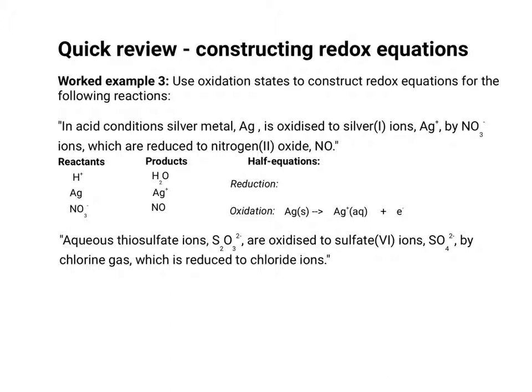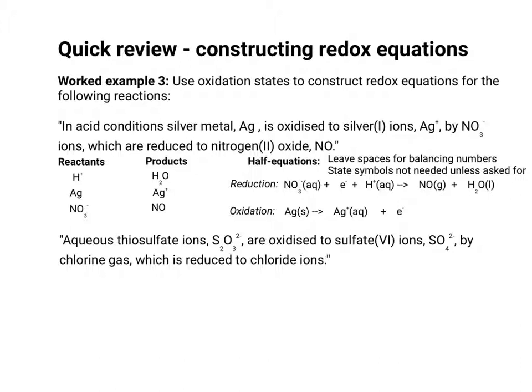So the oxidation is easy enough because silver just oxidizes to Ag+, and it loses 1 electron. Silver loses 1 electron to produce Ag+. Now what you've got to do is look at the reduction. So putting the reduction half equation in, you'll notice that I've left spaces for any balancing numbers. I don't know how many electrons I'm going to need, and I don't know how many H+ I'm going to need. And I'm just leaving state symbols as optional here. I've put them in because I happen to know that nitrogen(II) oxide is a gas, but unless you're asked for it in your exam questions, you don't have to put that in.